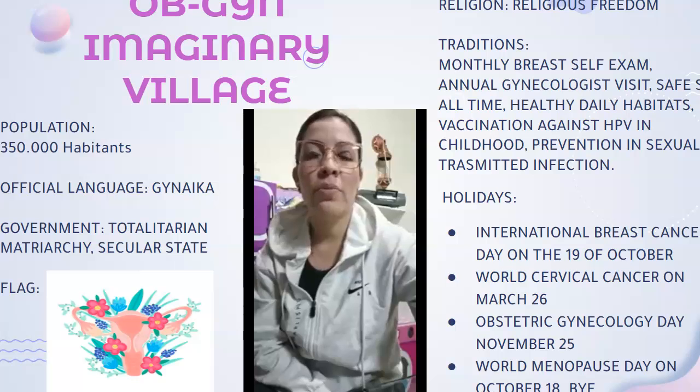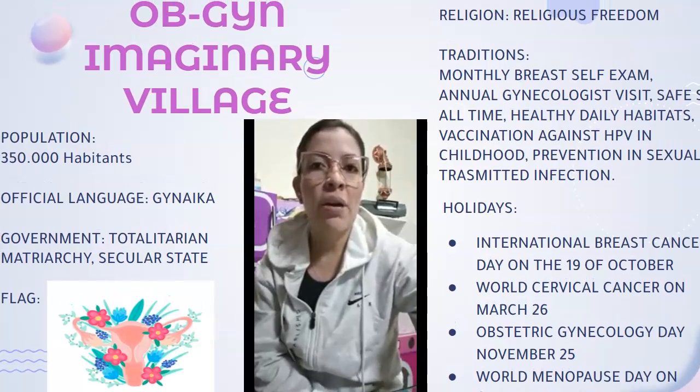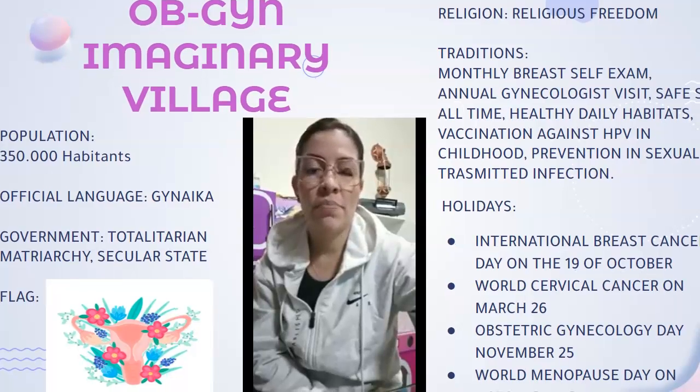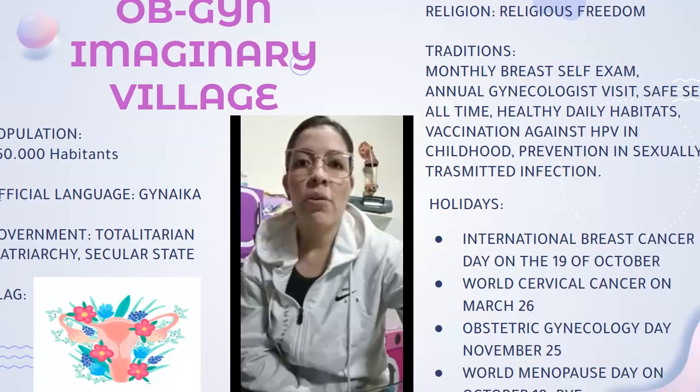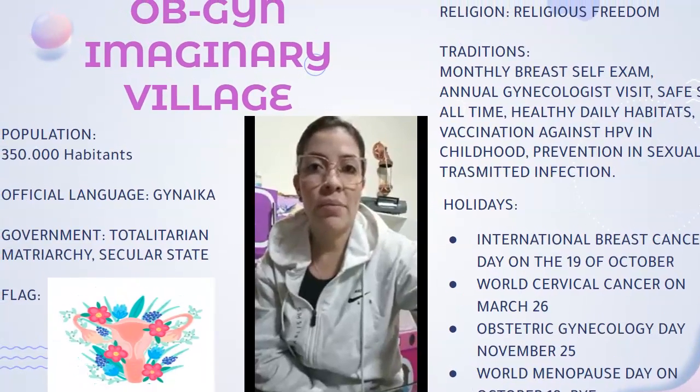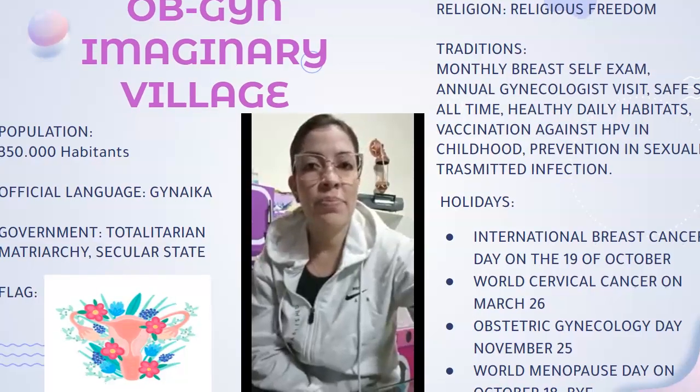Our world is called Obstetrics and Gynecology. We have 350,000 inhabitants. Our official language is Gynecology. Our government is a totalitarian matriarchy, a secular state. We have religious freedom.